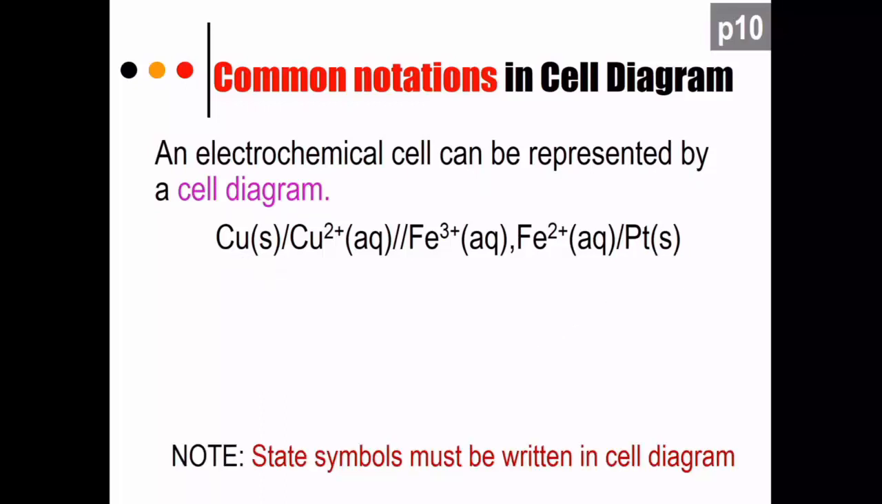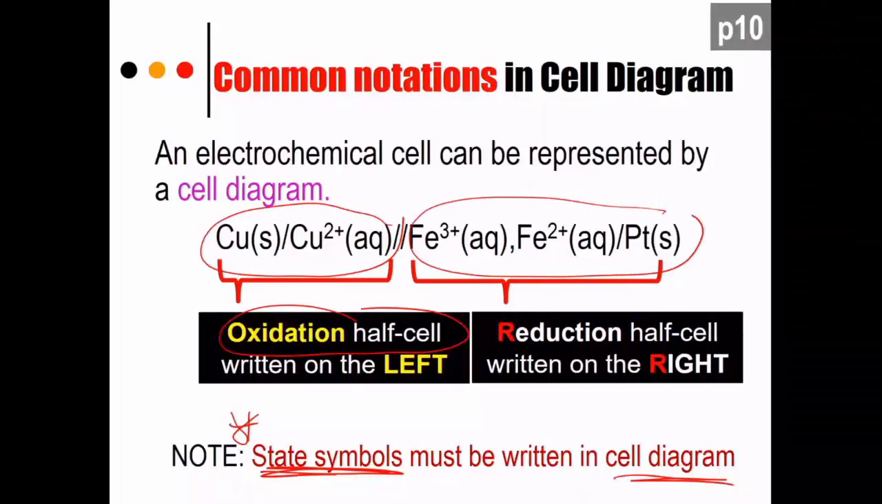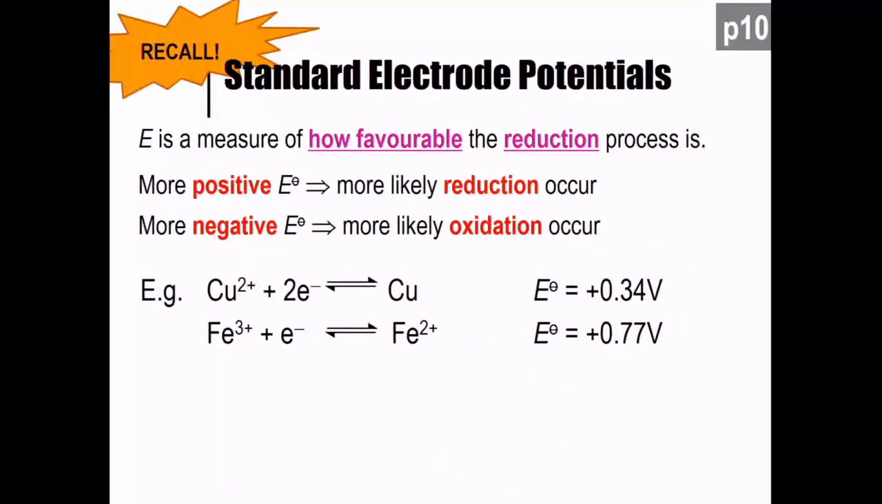Now, put a star and highlight to yourself that when you draw a cell diagram, you must include the state symbols. Okay, all these must be included as well. And remember, the component on the left will represent the oxidation half cell, while the component on the right will represent the reduction half cell. Oxidation first, then reduction. So, how do I decide which component goes to the left, which goes to the right?